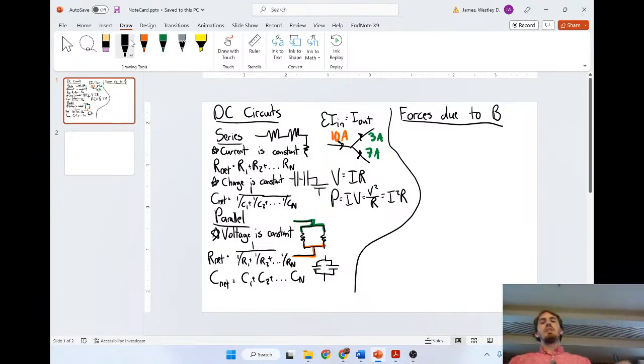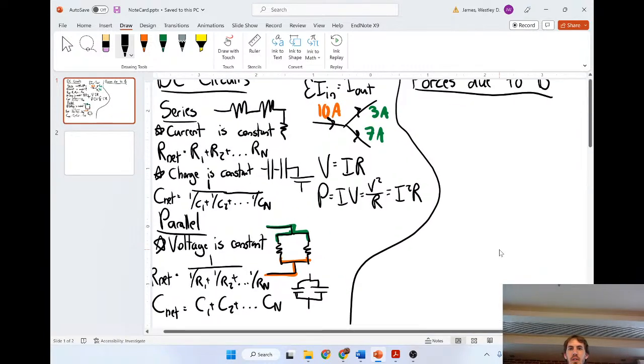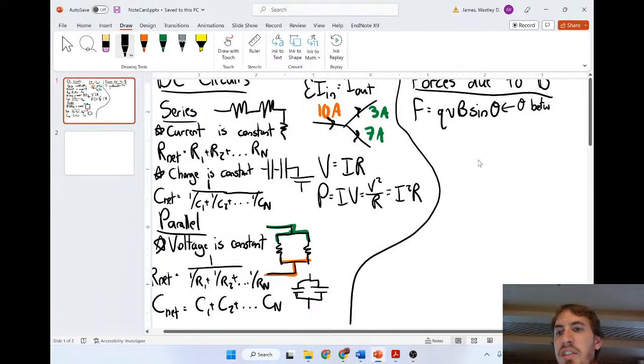So the first thing we learned when we did the forces due to magnetic fields was actually the equation for it. Why was the first thing we learned the equation? Because we need to recognize it. It was q v B sine of theta, where theta is the angle between v and B. And we learned that if the angle is 90 degrees, that's the strongest force. If the angle is 0 degrees, nothing happens.